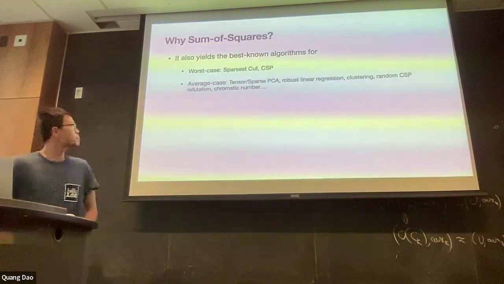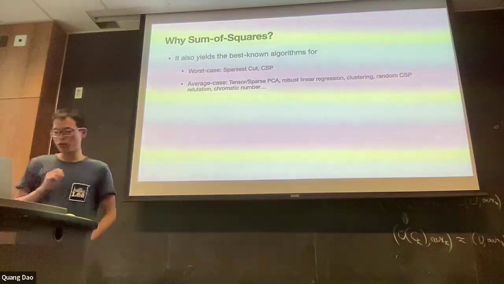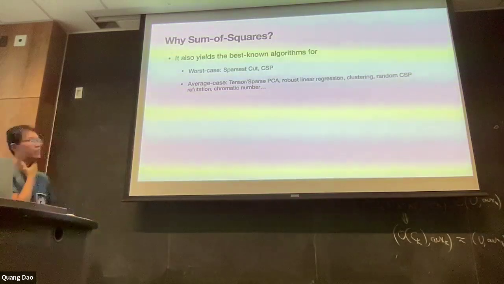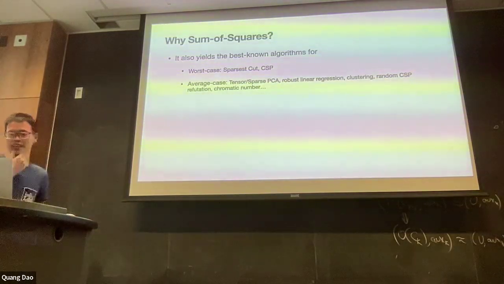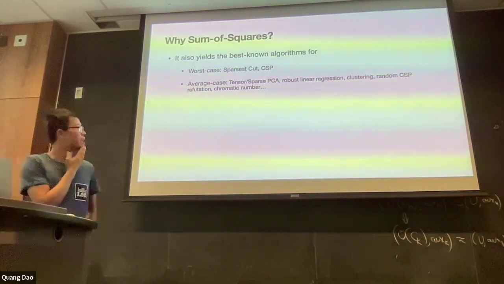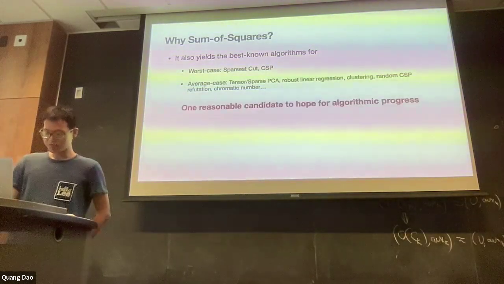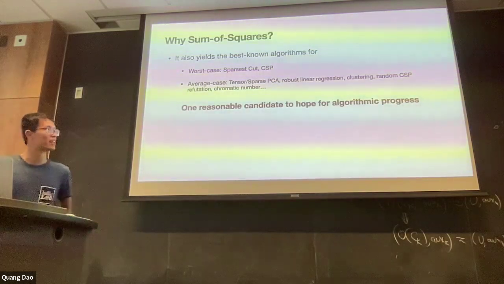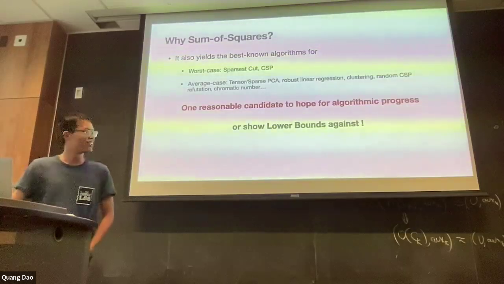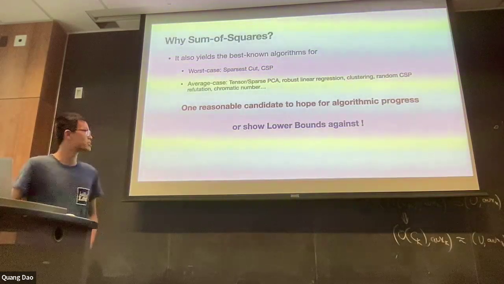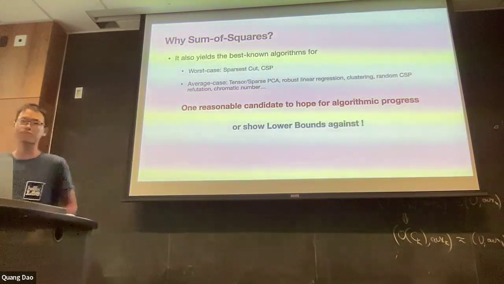And of course, Max-Cut is not the only example. In the worst case problems, we have other examples including sparse Max-Cut and CSP and more. But what's really important to us is that sum of squares is also powerful in the average case setting, which is what cryptographers care about, I presume. It is the best known algorithm so far in tensor, sparse PCA, random CSP refutation, and chromatic number certification. So I hope I convinced you that sum of squares is a reasonable candidate if you are interested in algorithmic results in the average case setting. And on the other hand, if you're pessimistic about algorithms, you might want to show lower bounds against sum of squares to provide evidence of algorithmic intractability.